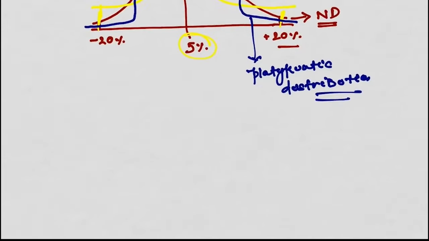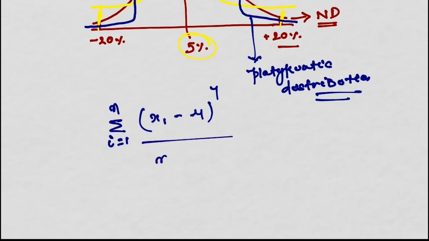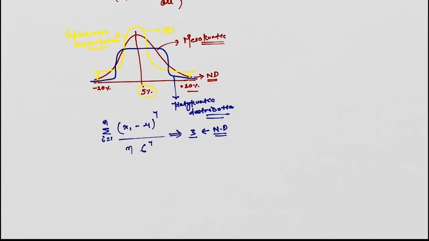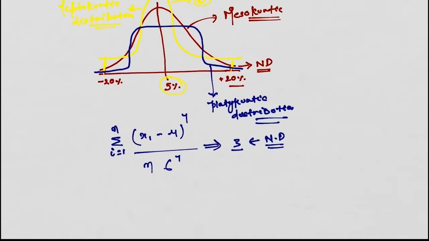And the formula for the kurtosis is very similar to the formula that we discussed in moments 1, 2, 3 and 4. Because it is moment 4, the power would be 4: the sum of xi minus mu raised to the power 4, upon n into sigma to the power 4. And this will give me a value of 3 for the normal distribution. And therefore, it is called a benchmark or mesokurtic distribution.